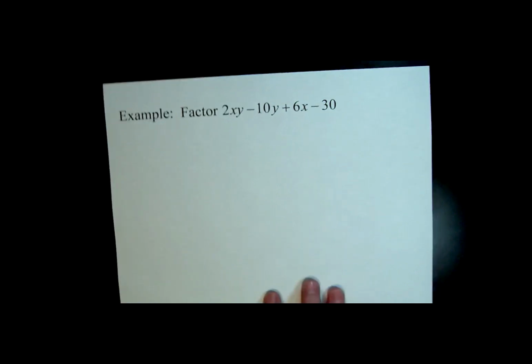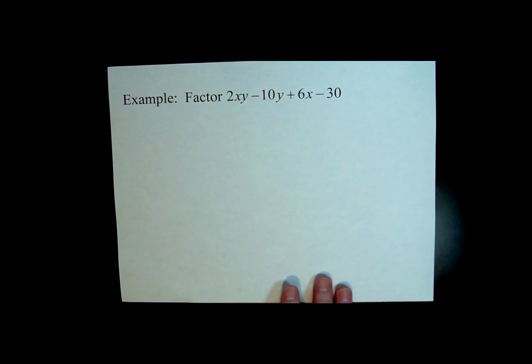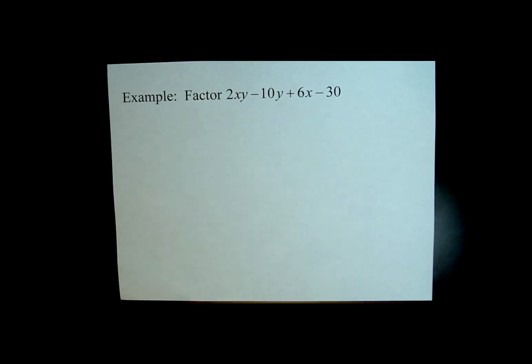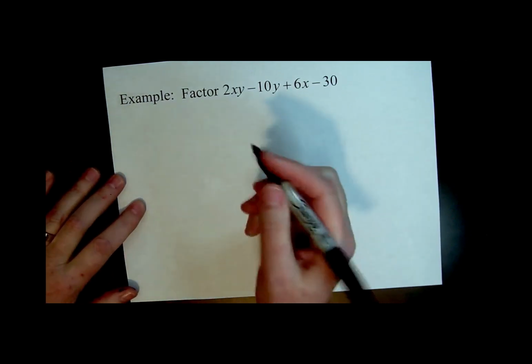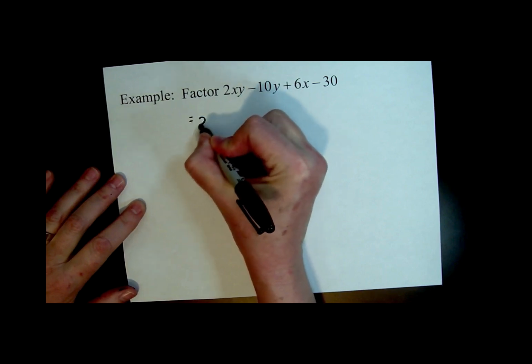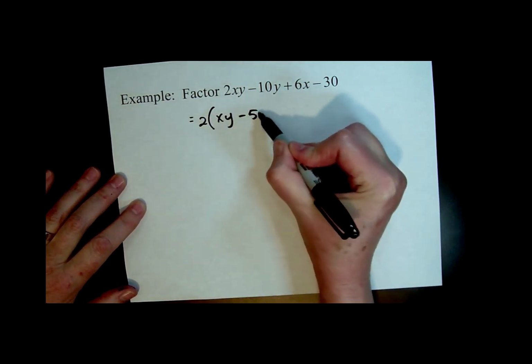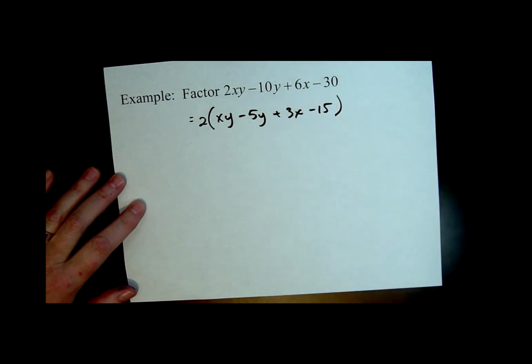In the next one, this time there is a GCF, so that's why I'm remembering to mention it. I look at all the terms, and I ask myself, is there a common factor for all of them? And there is, right? 2 goes into all of the coefficients. So I'm going to start out by taking out a 2. That'll give me xy minus 5y plus 3x minus 15.